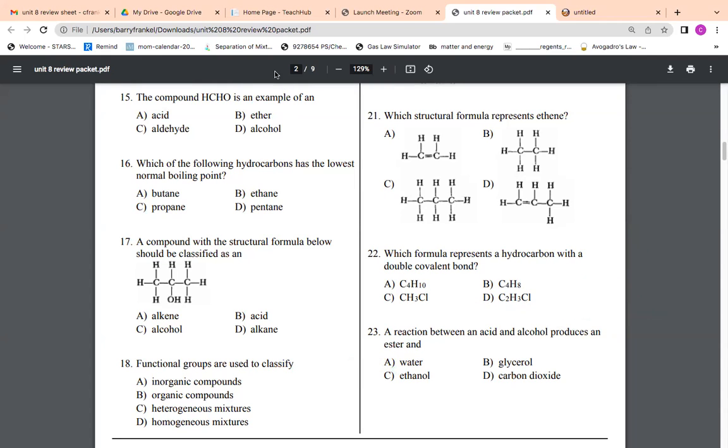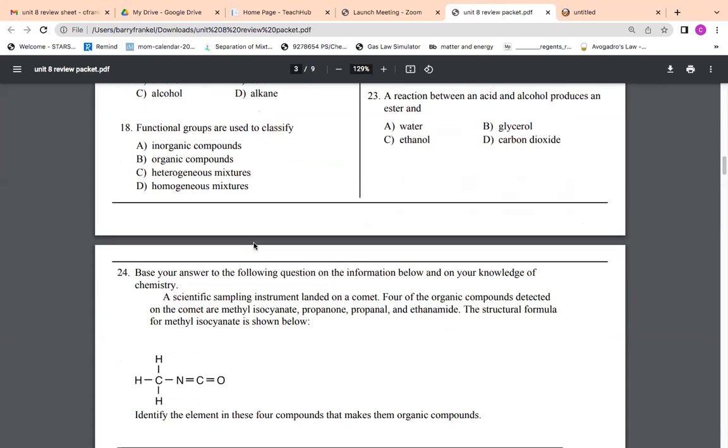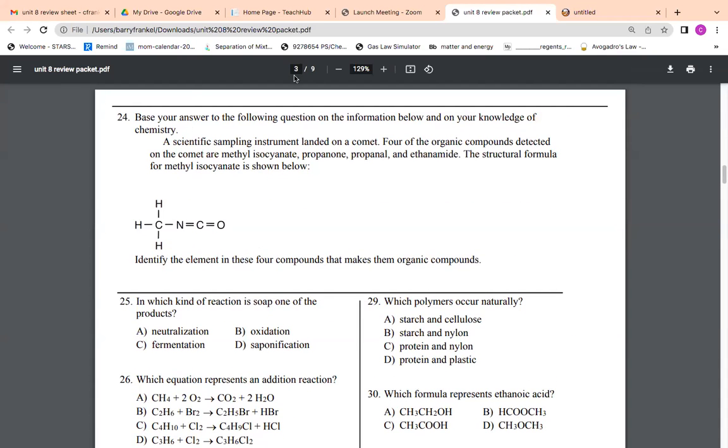All right, moving on to the 3rd page. 24. Base your answer on the information given. They give you all this information, and at the end of the day, they're asking you to identify the element in these 4 compounds that makes them organic compounds. So they give us methyl isocyanate, propanone, propanal, ethanamide, all these things.